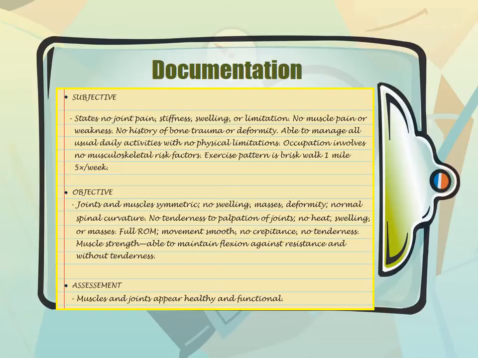We want to know about the occupation that they are involved in, and this is what we're going to document, of course, that their occupation involves no musculoskeletal risk factors. But if it does, then we record that, right? Exercise pattern is a brisk walk 1 mile 5 times a week, as simple as that.